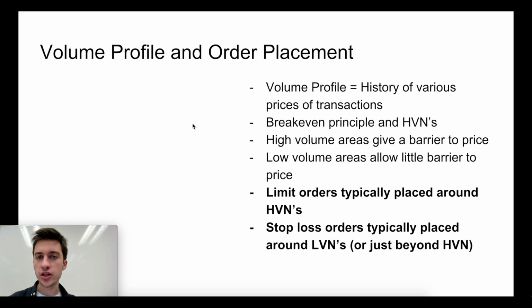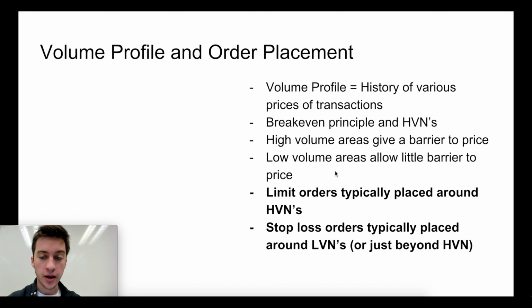So that's one way we can use the volume profile to screen for high volume nodes and to look for high volume areas that are going to give a barrier to price. Now, low volume areas are really going to be more of the focus today, because that's where we're going to be seeing more stop loss hunts and talking more about stops.